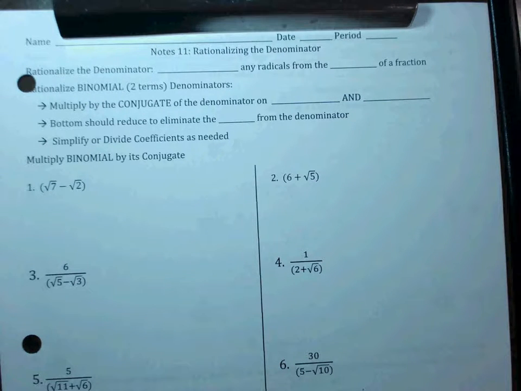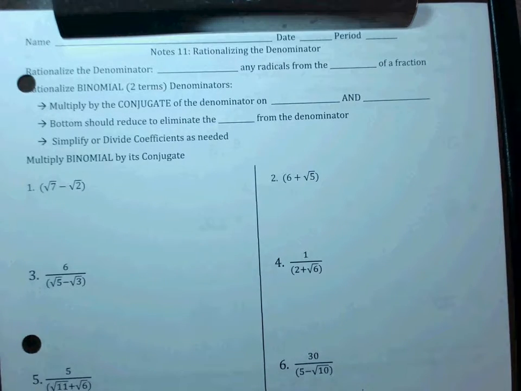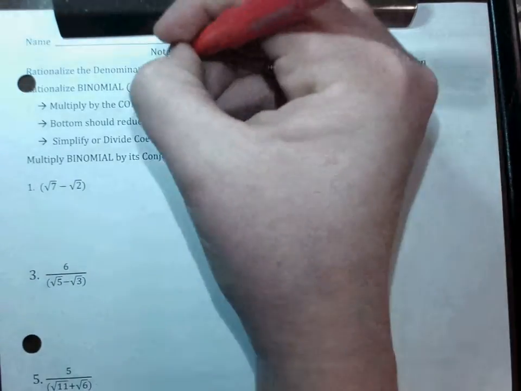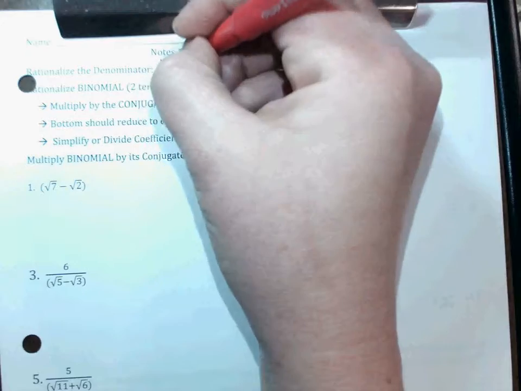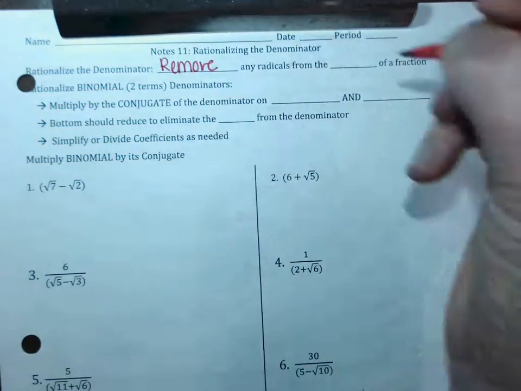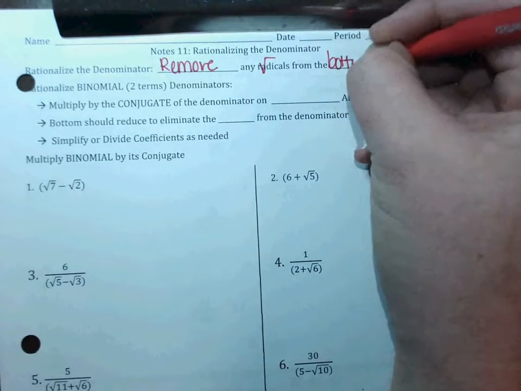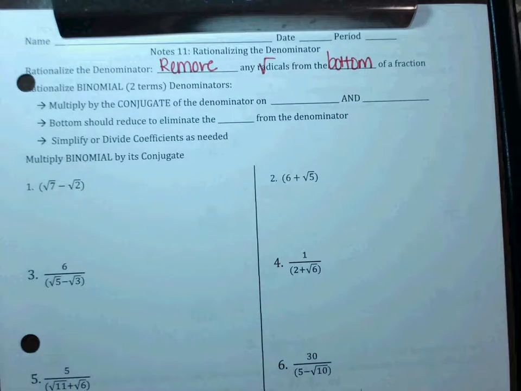So we are going to talk today about rationalizing the denominator, okay? So at the very top, this is what that means. Rationalizing the denominator means to remove radicals from the bottom of a fraction. Remove radicals, that's your square roots, from the bottom of a fraction.